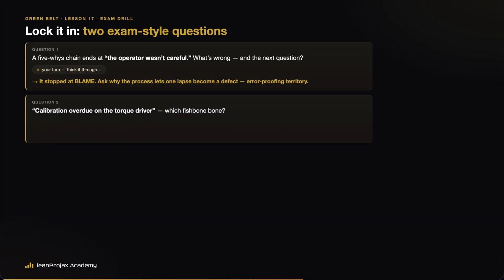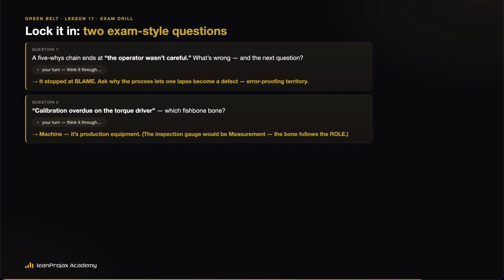Question 2, calibration overdue on the torque driver. Which Fishbone bone? Take a few seconds. Machine, it's production equipment. If it were the inspection gauge, it'd be measurement. The bone depends on the role the item plays.